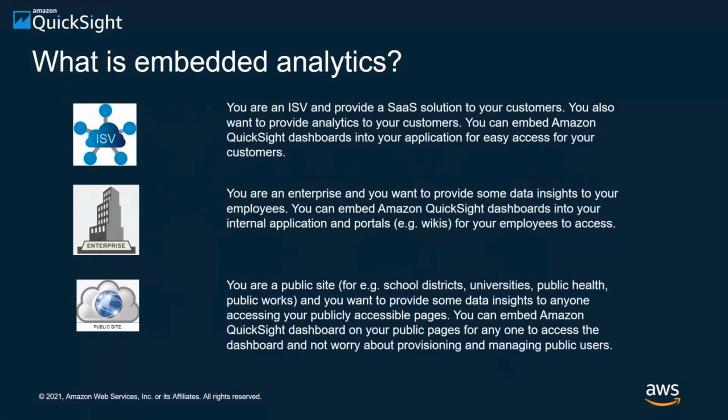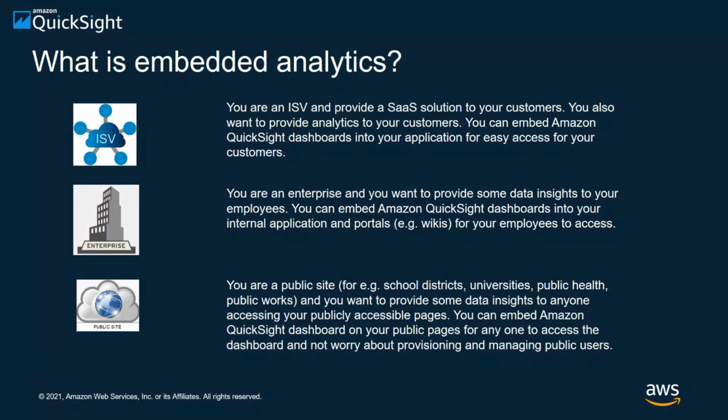Now, let's move into what embedded analytics is. In a nutshell, embedded analytics is embedding QuickSight dashboards into your application. There are three major use cases why someone would want to do that: an ISV use case, an enterprise use case, and let's say you're a public site. In an ISV use case, say that you're providing a SaaS solution to your customers and you want to provide analytics to those customers. You can quickly embed QuickSight dashboards and make sure that whoever is accessing your application is able to access the dashboards. And you can also secure data based on who is accessing the application.